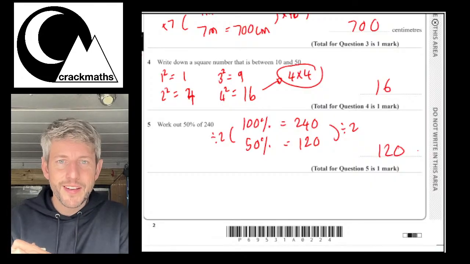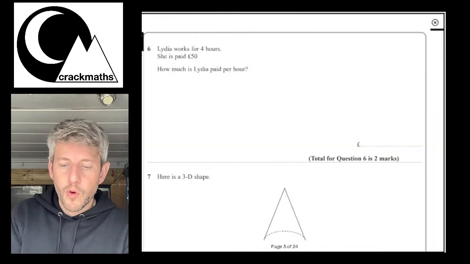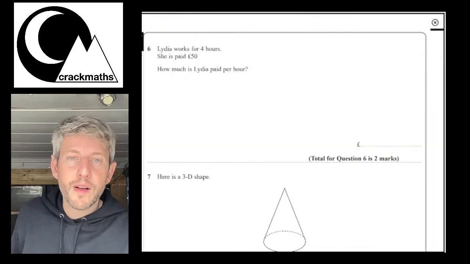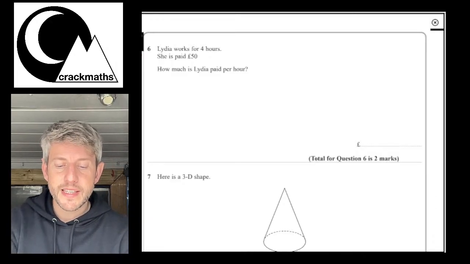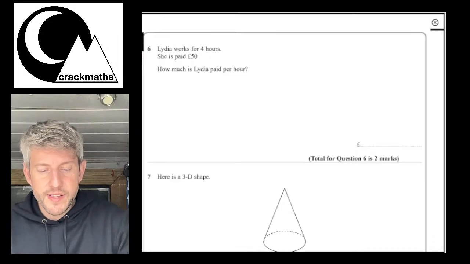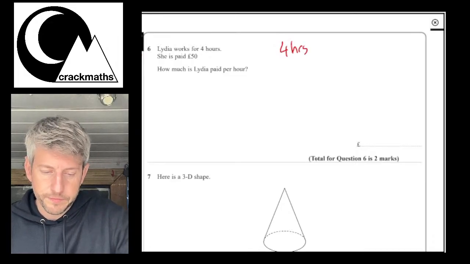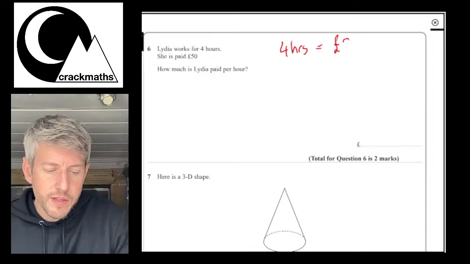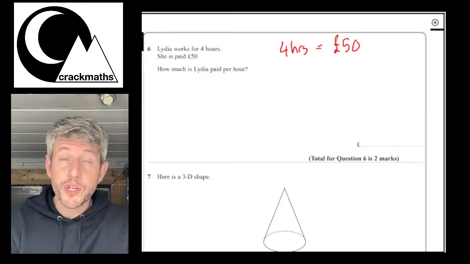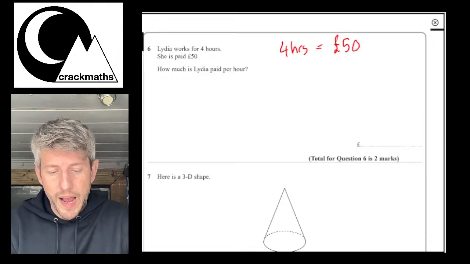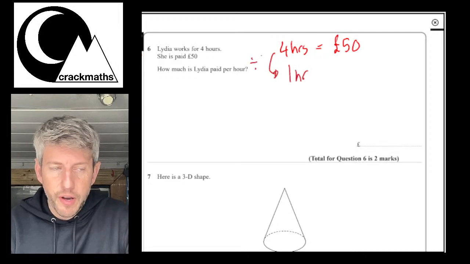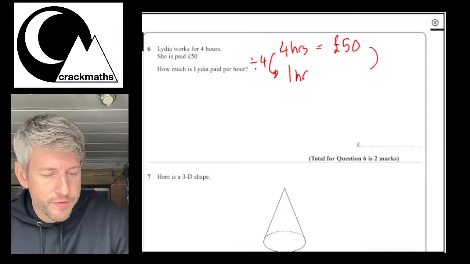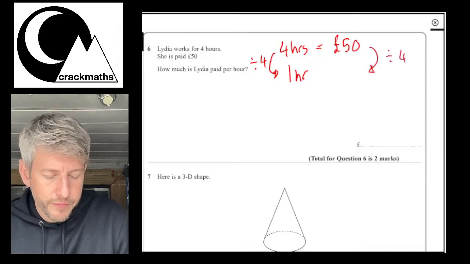Okay, next page. Right, here we go. Lydia works for 4 hours. She is paid £50. How much is Lydia paid per hour? So we know that 4 hours equals £50. So this is direct proportion. We want to know how much she's paid for 1 hour. So we need to go down to 1 hour. So we're going to divide this by 4, and we'll divide this by 4 as well.